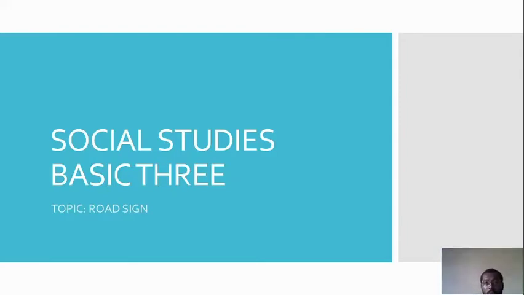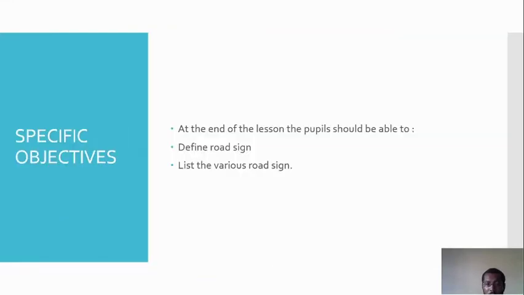So, right now, we want to look at the road signs. What are the various road signs? What is the meaning of road signs? And how we can obey them. Now, I want you to join me for the ride. Let us look at the topic road signs. So, let us look at the specific objective. At the end of the lesson, the people should be able to 1. Define road signs, 2. List the various road signs.